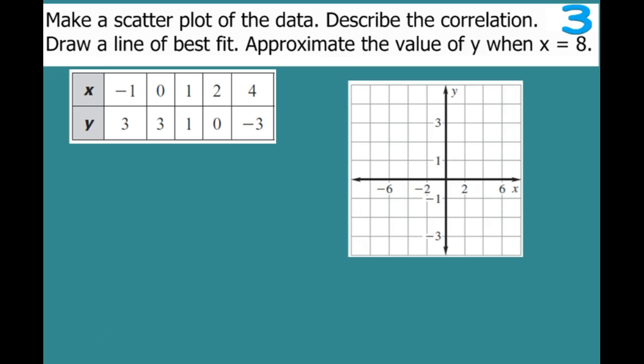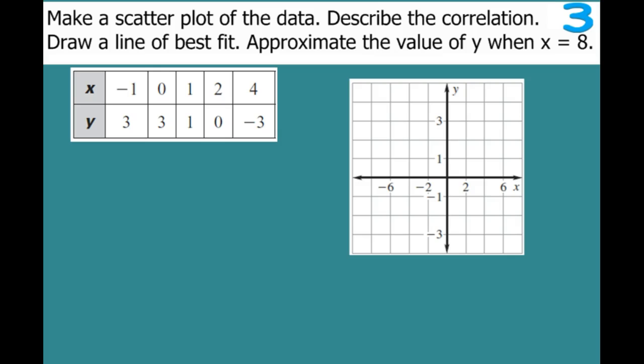All right, flip over to the back side when you're ready here. We have another problem, but we need to actually plot the points ourselves this time. So it says make a scatter plot, describe the correlation, draw a line of best fit, and approximate. It doesn't say anything about writing an equation, so you don't need to write an equation for this one.